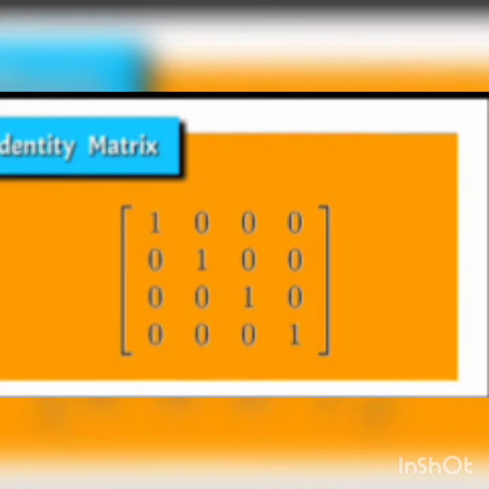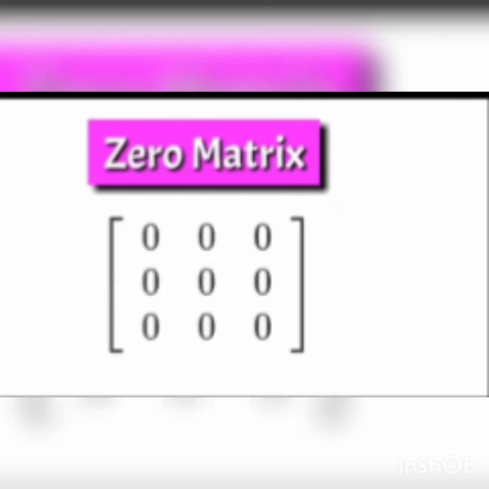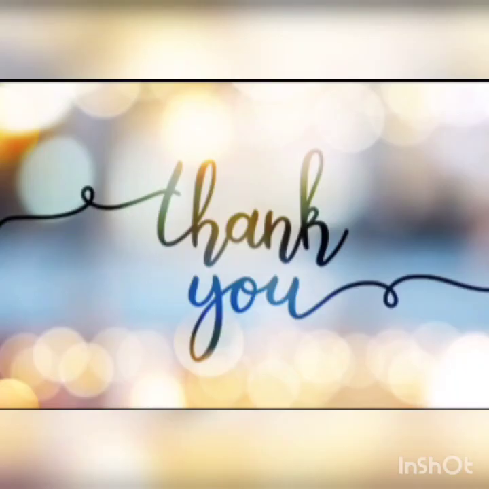The next matrix is the zero matrix, our favorite. A matrix is said to be a zero matrix if all its elements are 0. The point to be noted here is that a zero matrix is also called a null matrix. Example: you can see 0 0 0, 0 0 0, 0 0 0. Its order is 3 into 3.